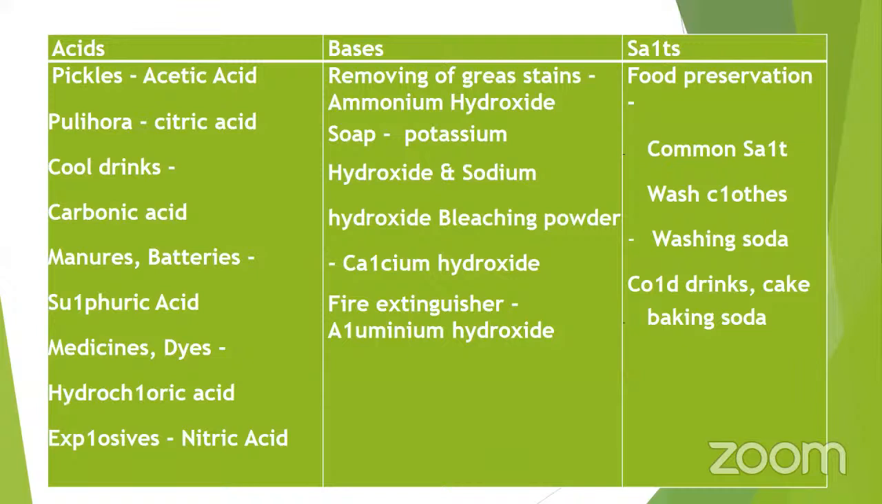With the help of ammonium hydroxide. Ammonia gas is dissolved in water, gives us ammonium hydroxide. Very simple. Next, soap, potassium hydroxide and sodium hydroxide la combination soap. Hydroxide, you see, whenever you are seeing a hydroxide, it is base in nature. Soap oka base annamata. అట్లాగే బ్లీచింగ్ పౌడర్, కాల్షియం హైడ్రాక్సైడ్.